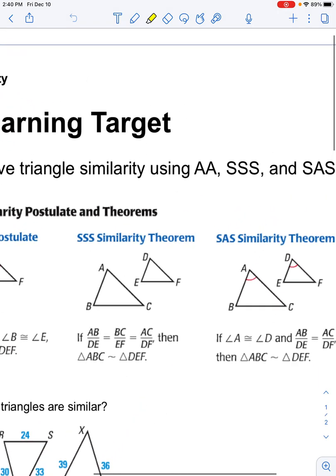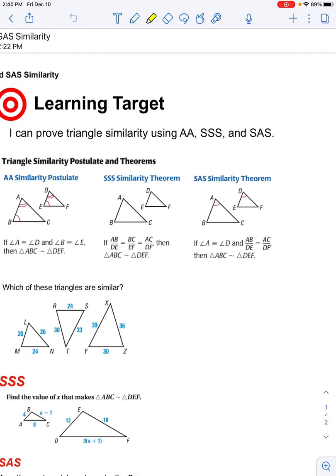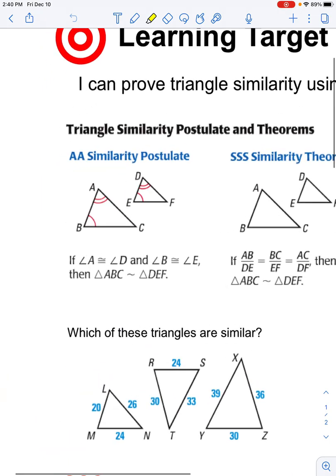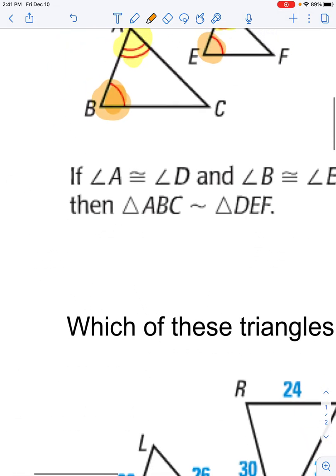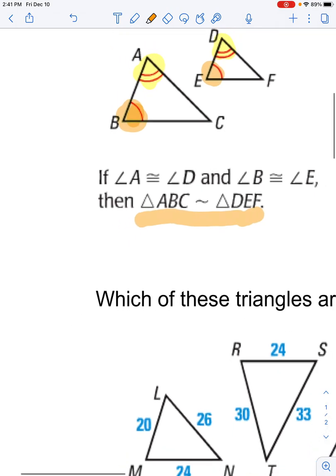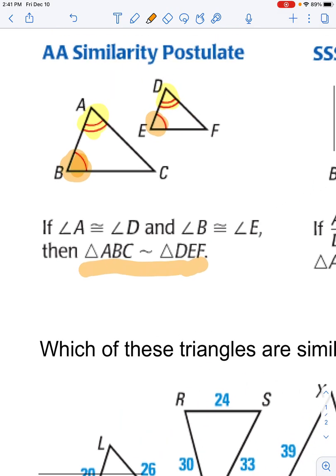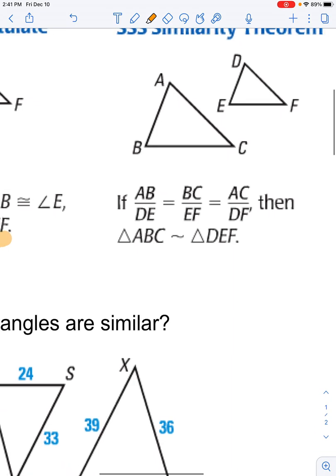Okay, here we go. Lesson 5, Unit 6. We're going to be talking about angle-angle, side-side-side, and side-angle-side similarity postulates. This one you should know from last lesson: angle A is congruent to angle D, and angle B is congruent to angle E. Therefore, we can say that these triangles are similar because of the angle-angle postulate.